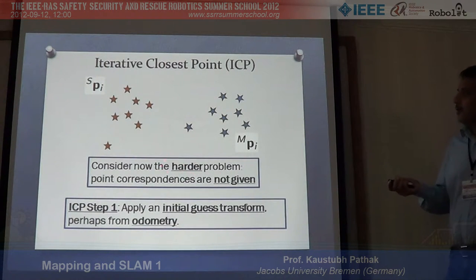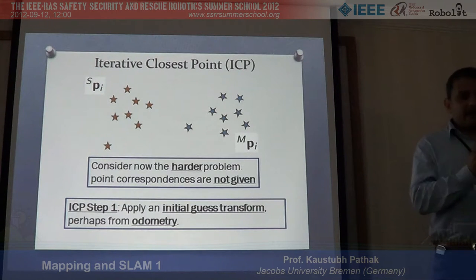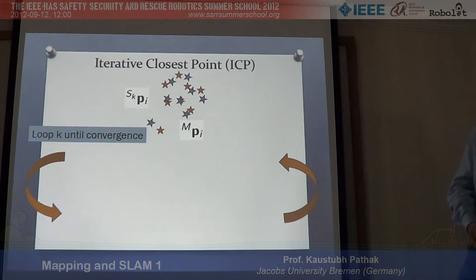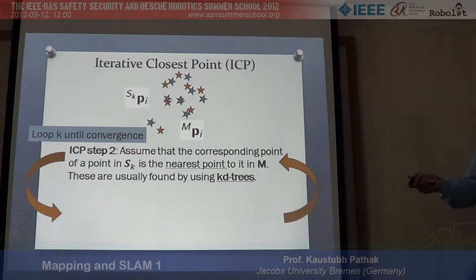Now we consider the harder problem. Now the correspondences are no longer given, so how do you find these correspondences? That's where the ICP algorithm comes in. Step one of the ICP algorithm is that you apply an initial guess transform, which is perhaps based on odometry. This is a very crucial step for ICP, because if you do not have this initial guess transform and the scans are a little bit further away, then ICP is not going to work. So you apply the initial transform and the clouds are a little bit aligned, and then you repeat certain steps until convergence. Step number two is that you assume that for this point, for example, the nearest point in the other cloud is the corresponding point.